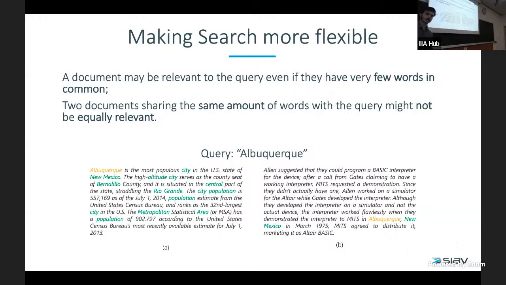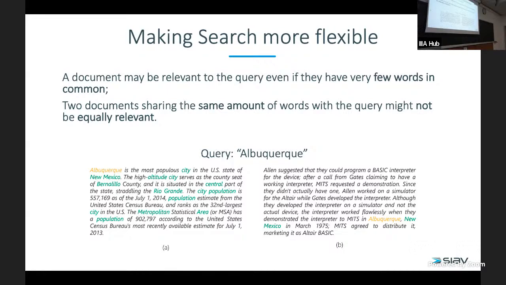So a document may be relevant to your query and therefore to the user, even if the document and the query have very few words in common, but there are some synonyms, for example, inside the document. So the first requirement is to be able to understand the concept of the words in the query instead of just a strict match.